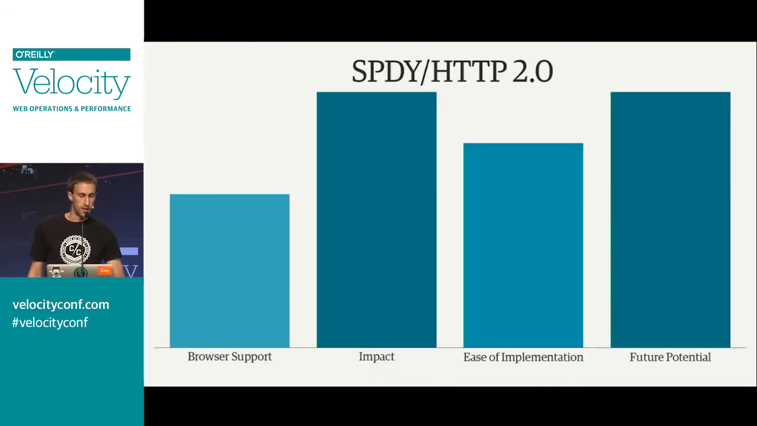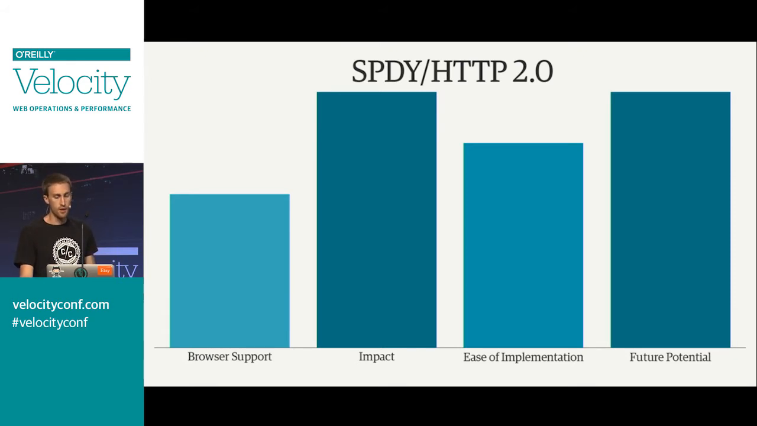All right, let's look at our grade for Speedy. Browser support, about 60%. Probably pretty soon going to be around 80% in a few months once Safari on both iOS and macOS gets upgraded. Impact is really high. This is probably one of the most impactful optimizations that's coming down the pipe for web performance.